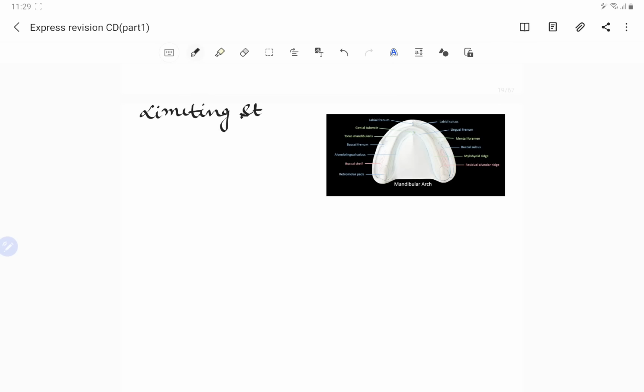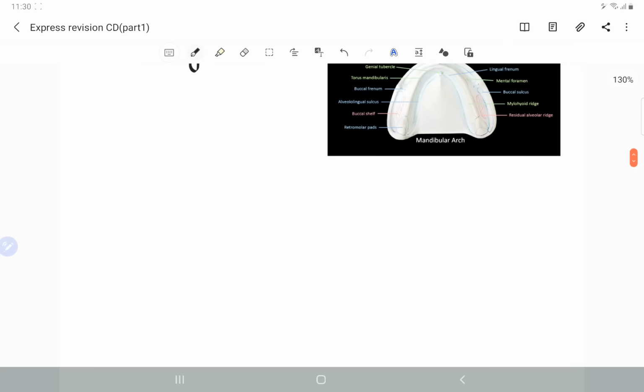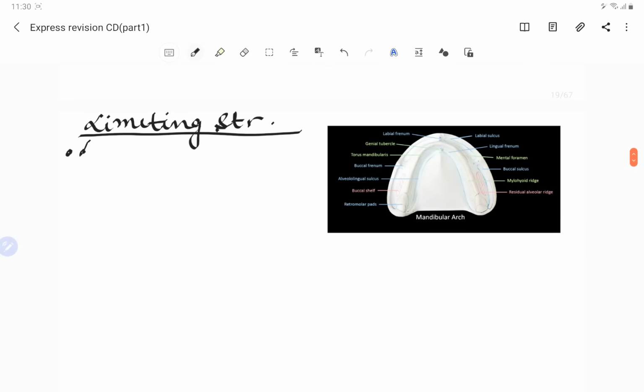So, limiting structures. We have got the labial frenum. Labial frenum is present in the maxilla as well as in the mandible. It is the same as in the maxilla, but here it is active. So labial frenum is active in case of mandible. Okay, limiting structures, let me write mandible.